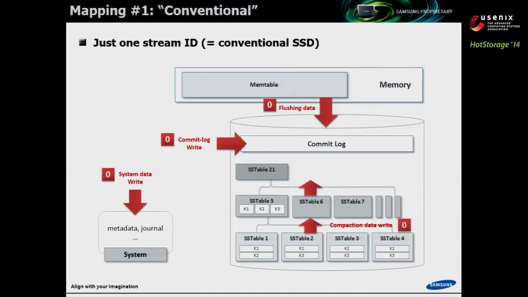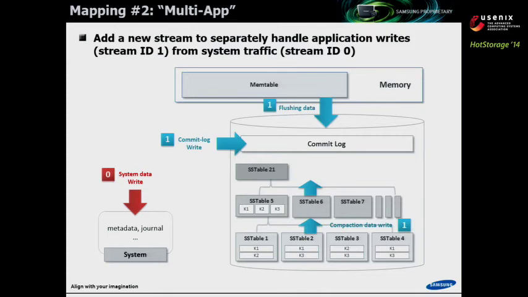The first mapping method is using just one stream ID. It is the same as a conventional SSD. Next, we separate the application writes from system traffic, so we use two stream IDs. Stream 0 is for system data, and stream 1 is for application write operations.